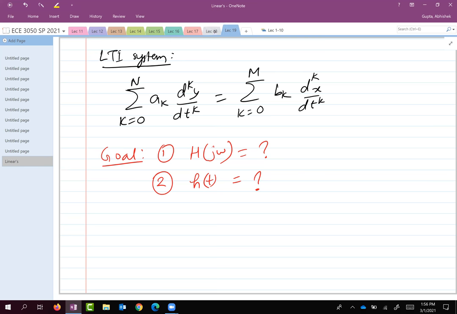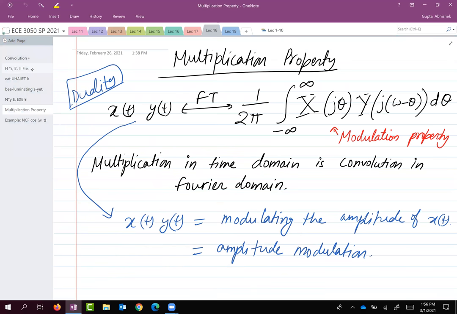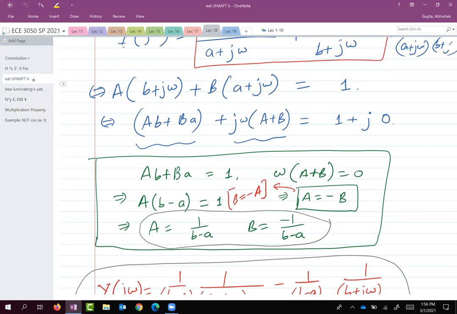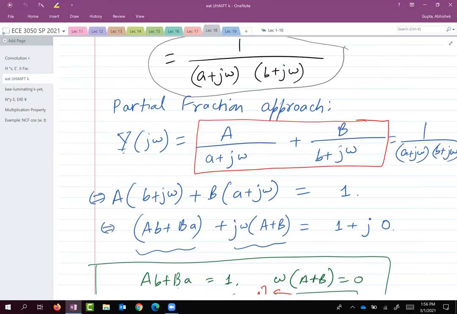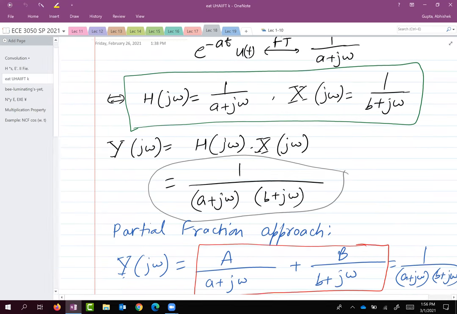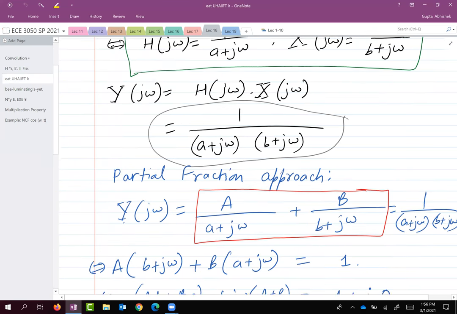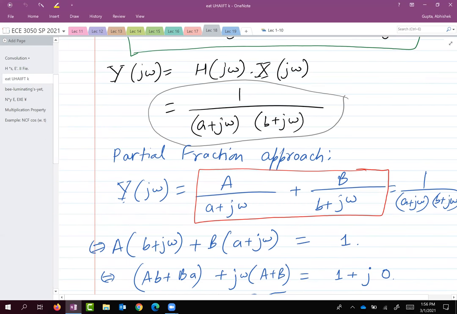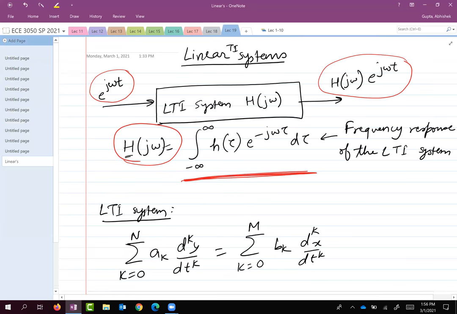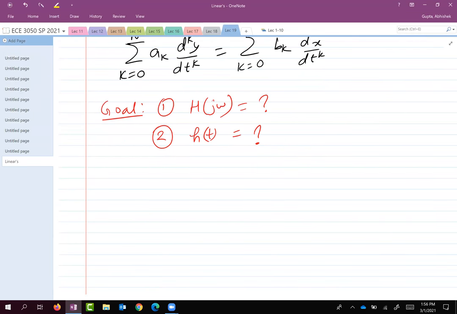So in the previous lecture, let me just go back to it. We did that for a specific system. So this was my H of j omega, X of j omega, and we went through the derivation of how to compute Y of j omega. So we'll do the same thing today in order to compute the impulse response of the system. That's my goal. So let's go to the computation of H of j omega.